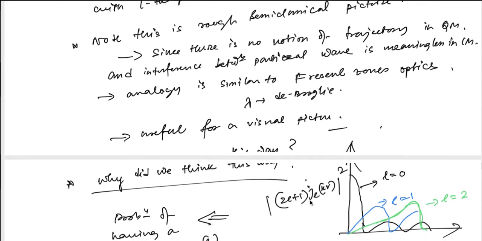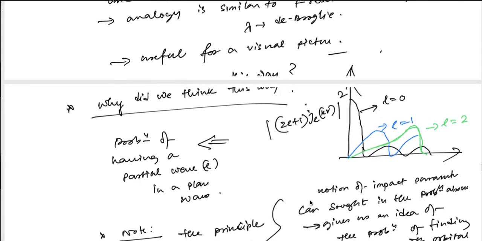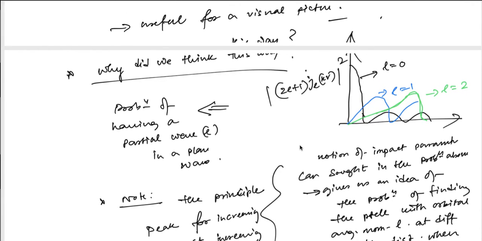The reason we thought in that way is this: what is the probability of a partial wave to have a projection on the plane wave? Colloquially, that is the probability of having a partial wave in a plane wave. That is basically the coefficient of the expansion, and that probability is (2L+1) times j_L squared, mod square. If I plot this probability for L equal to 0, this is the plot, the black line. For L equal to 1, the blue line is the plot, and for L equal to 2, the red line is the plot.